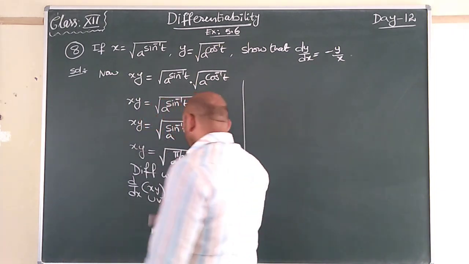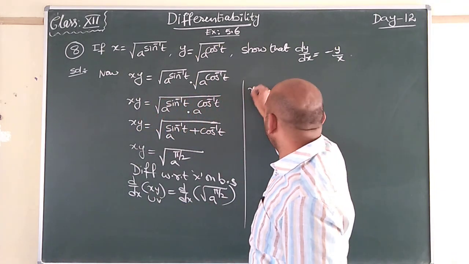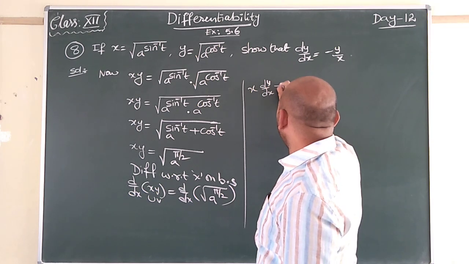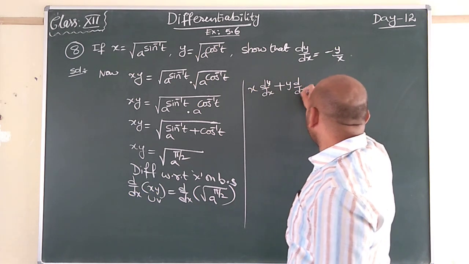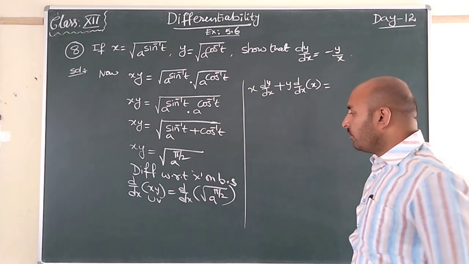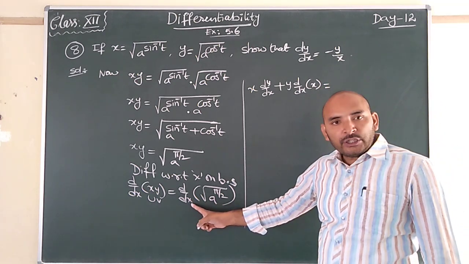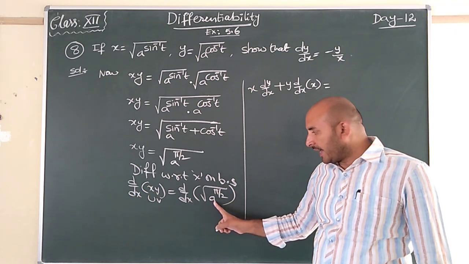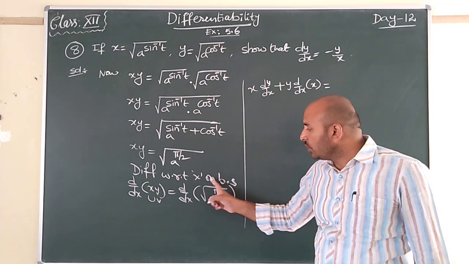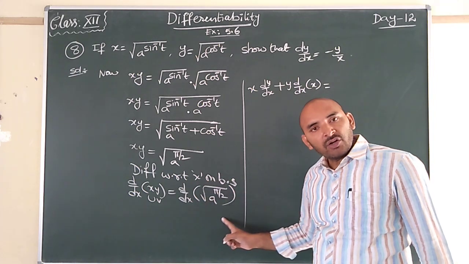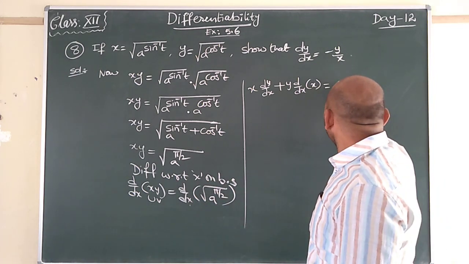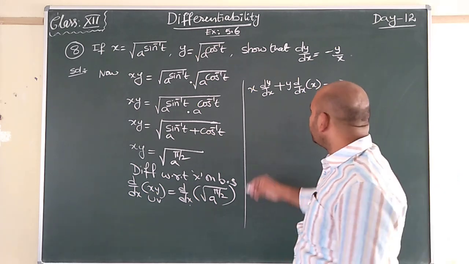So what is the product rule? x into d by dx of y plus y into d by dx of x is equal to, with respect to x, this is completely constant. Root is constant, a is constant, pi by 2 is also constant. The total value must be constant. The derivative of a constant is always 0.